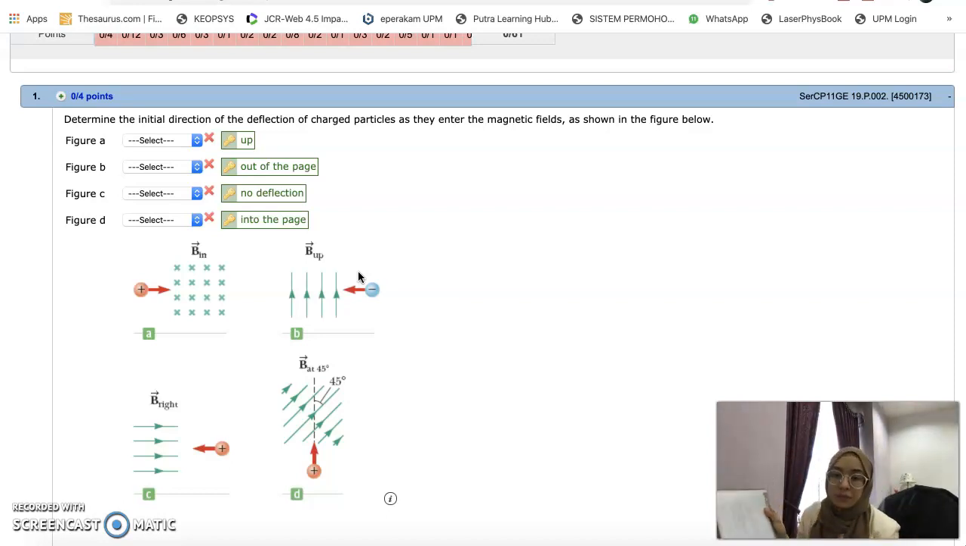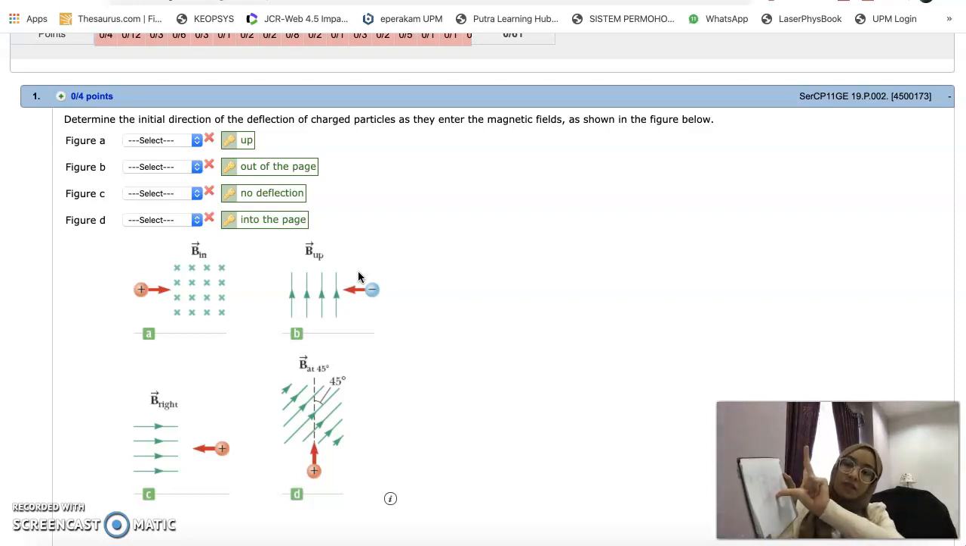Correct? Now, figure B. Your B is going upwards now. It's not into the page, but it's going upwards. And your velocity is going to the left, right? To the left. So that's a little bit difficult for me. Upwards to the left, like that. So your force is pointing into the page. It's going away from me, which means that it's going into the page. So B goes up, velocity goes to the left, your thumb goes into the page.